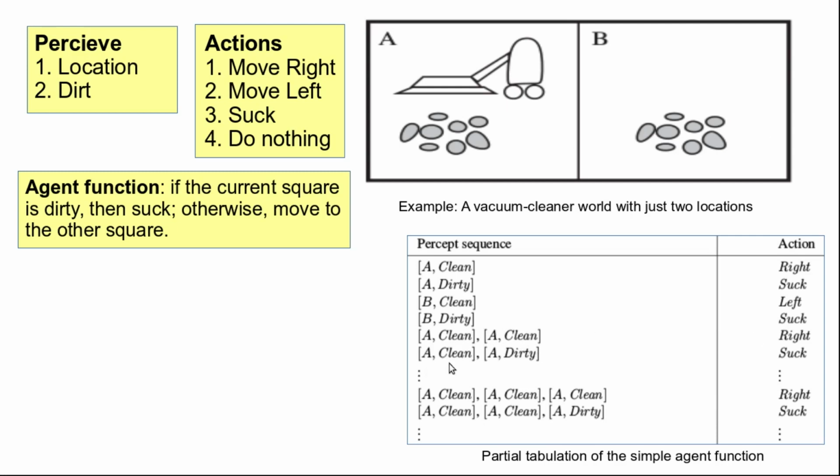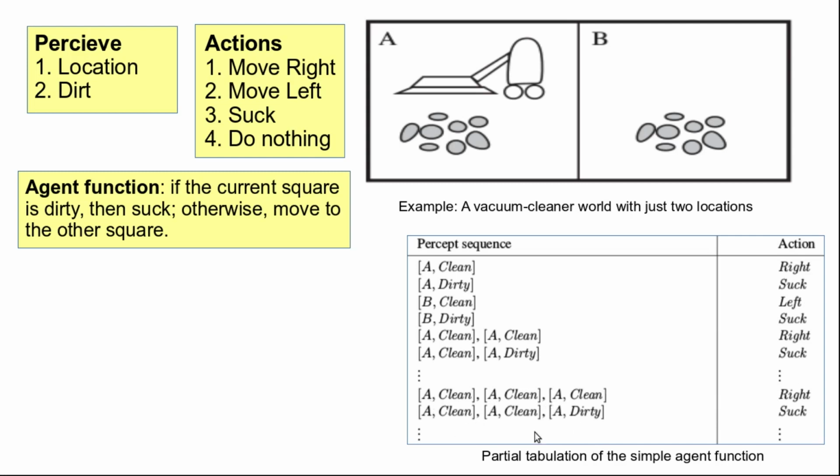Now the other possibility is initially we were in room A and it was clean, and then we tried to move right, then we tried to sense the next input. We are still in room A, but now room A has become dirty. Someone has made the room dirty; it was clean initially, but now in the next instance it has become dirty. So if it is dirty, as per the agent function, we should try to clean the room. So we have to perform the action suck. So like this, we have to specify what should be the action for every percept sequence.